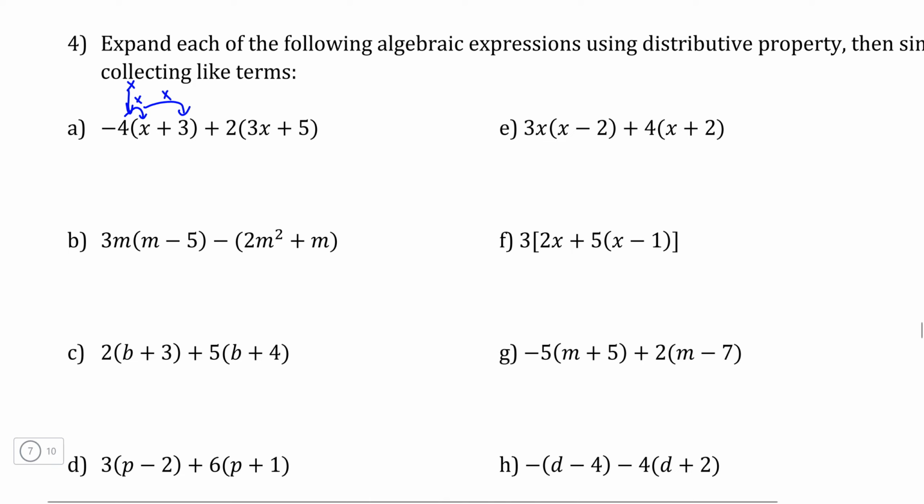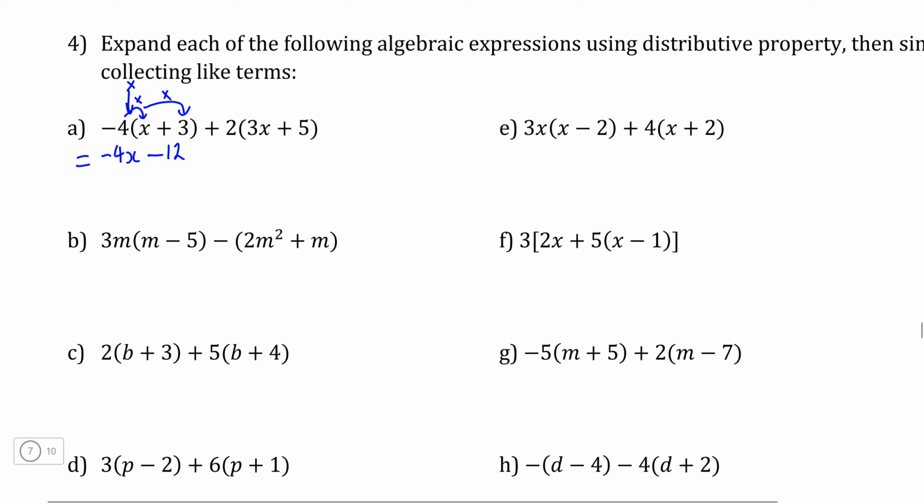So the first example of distributive property that we're going to use is -4 multiplied by x and by +3. So let's go ahead and do that now. So -4 times x would be -4x, and -4 times +3, because the signs are opposite, this would result in a negative number, and 4 times 3 would be equal to 12.